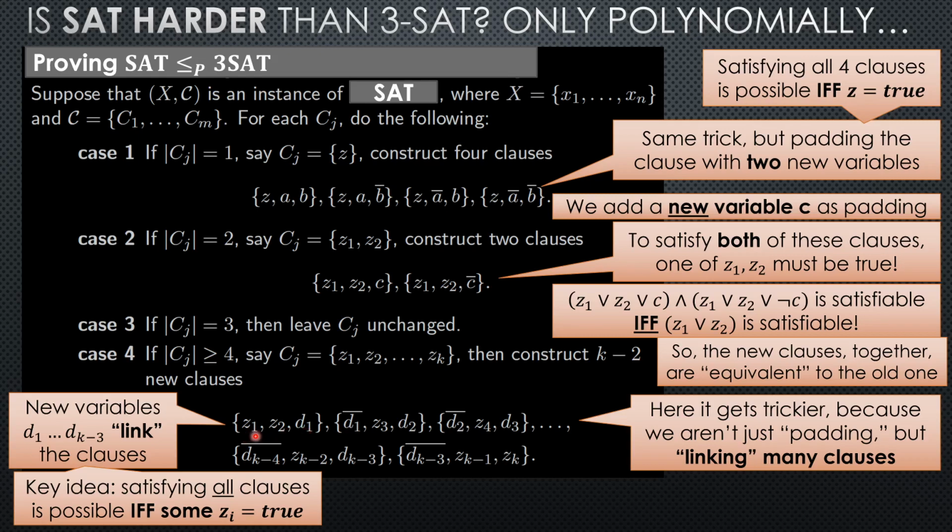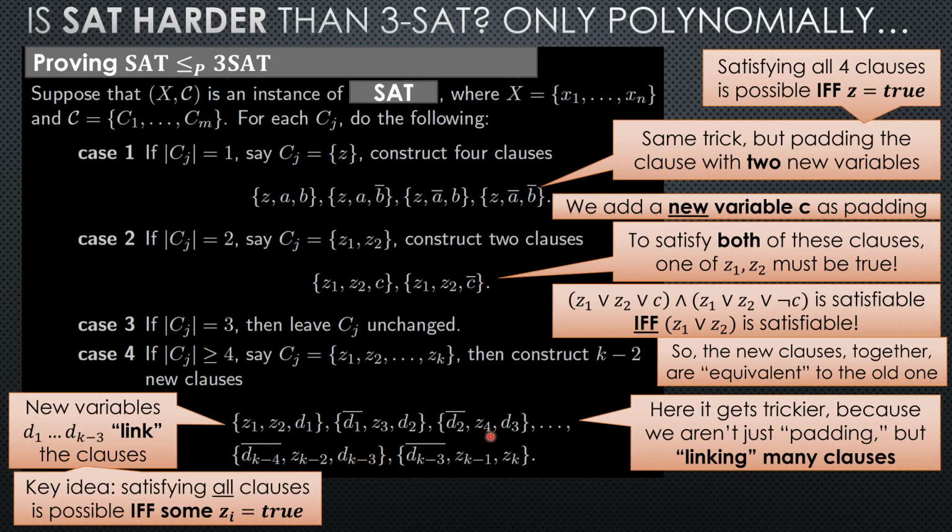z1 will satisfy this first clause alone, so we can let d1 be false. That means negative d1 here will be satisfied in the second clause, and once this clause is satisfied by that initial term, we can let d2 be false, which satisfies the next clause, and so on. From the point where we have our z1 true, all of the subsequent clauses can be satisfied, because we can just let all of the d variables after that point be false, which satisfies all of the subsequent clauses.